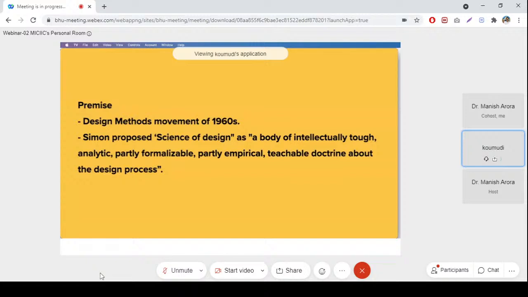Simon wrote his book on the artificial sciences with the design methods movement as the backdrop. Under this, Simon argued for a science of design as a body of intellectually tough, analytic, partly formalizable, partly empirical, teachable doctrine about the design process.